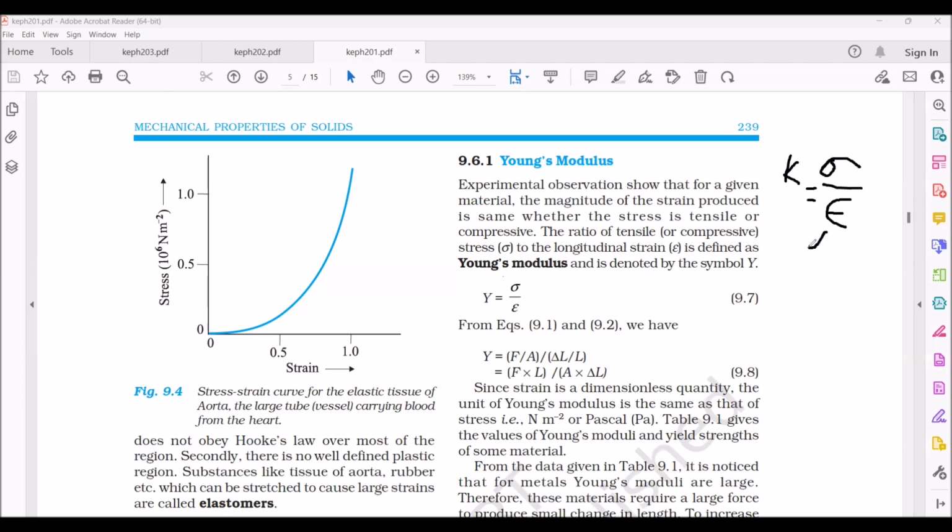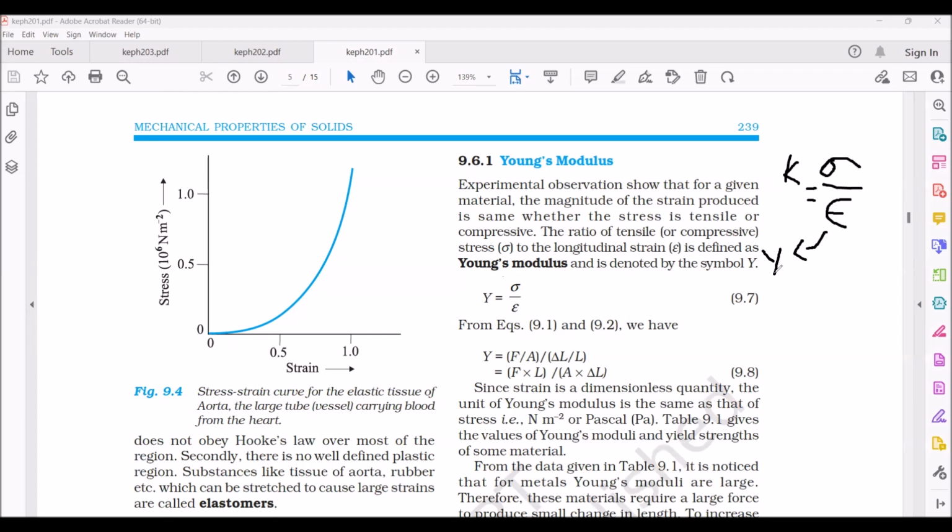But this particular modulus of elasticity, longitudinal stress by longitudinal strain, I am representing as Young's modulus with the letter Y. So this Young's modulus is the modulus of elasticity only. Particularly, we are giving the name Young's modulus because it is about longitudinal stress by longitudinal strain. Okay, what is the unit for this Young's modulus?